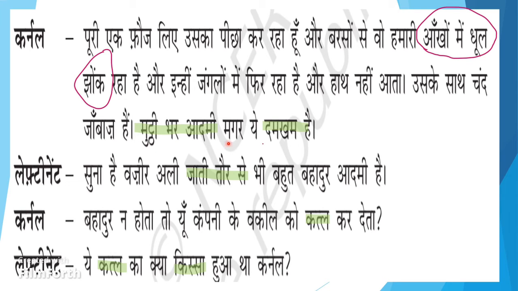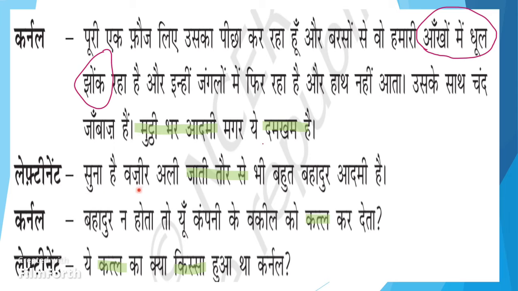मुट्ठी भर आदमी, मगर ये दम कम है. They are only a fistful of people, but enough to take away our lives. Muthi bhar aadmi means fistful of people. Dam kham hai means they are capable of taking away their life.